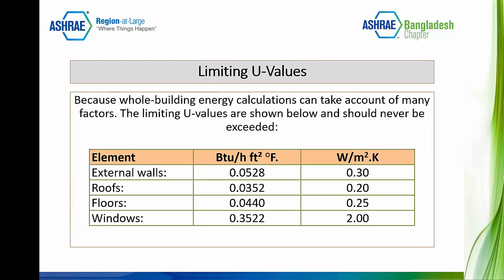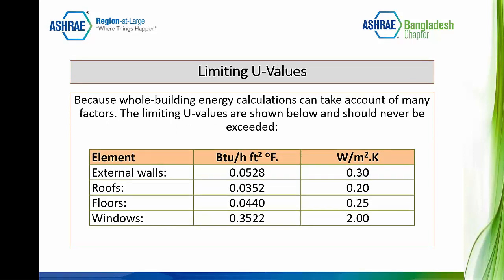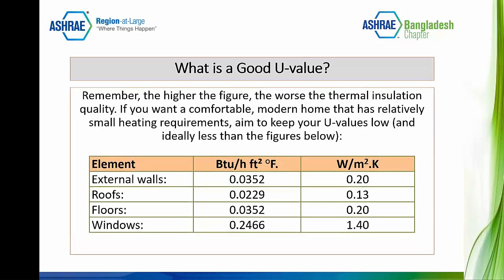Now, this is some example of U-value: external wall, roof, floor, window. These are some example U-values. But the next one is very important. What is a good U-value? Look at this one and this one. Good is lower, right? External wall here is 0.0528. Just to give you one to understand it, here, good U value is 0.0352. We are talking about per square feet. Okay. Same, you can talk about in meters also.